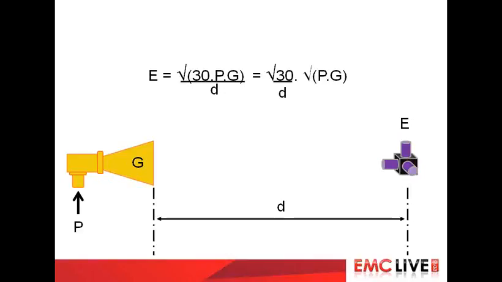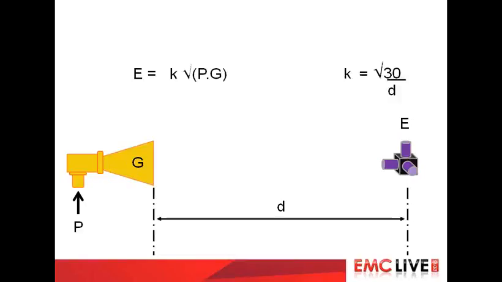Okay, so yes, let's go back to that screen that you're looking at now. So the field strength is equal to root 30 PG all upon D, and that can be separated out to constants: root 30, and the D is set by the standard. Let's press progress. Yes, it went. Okay, and that goes to a constant times the root PG.